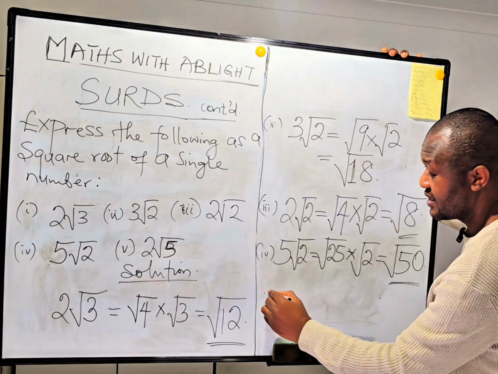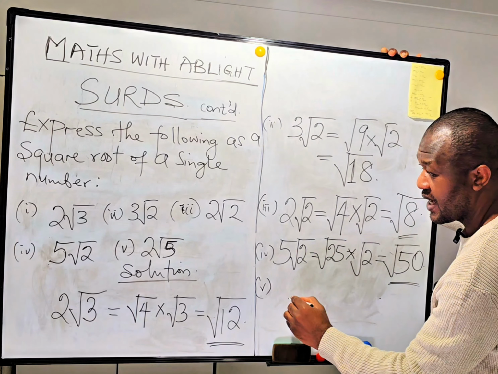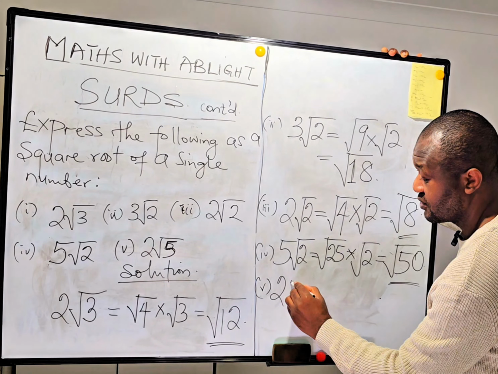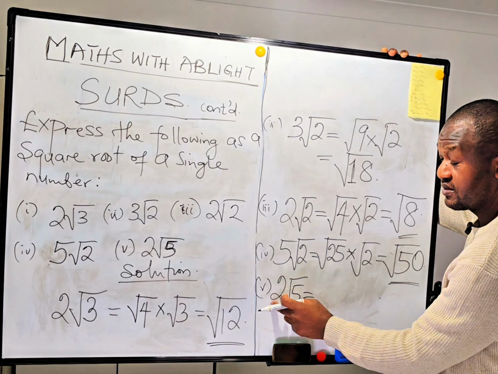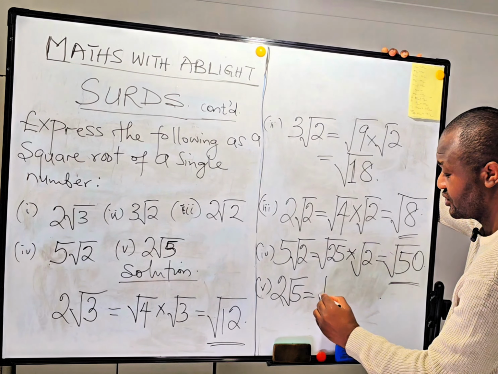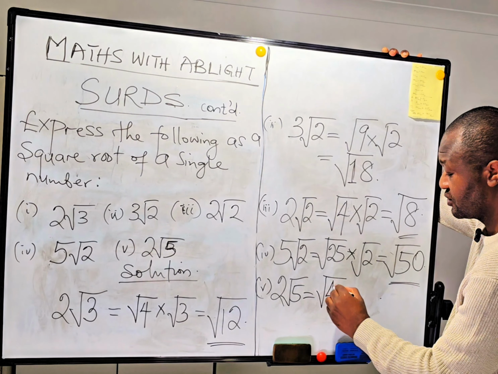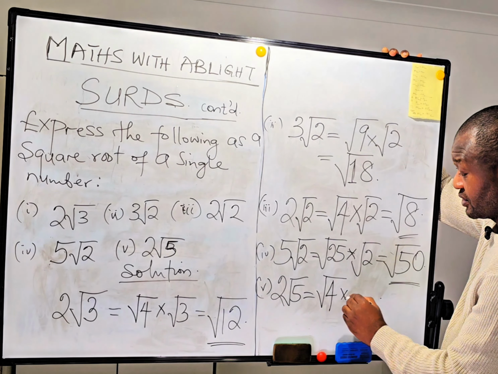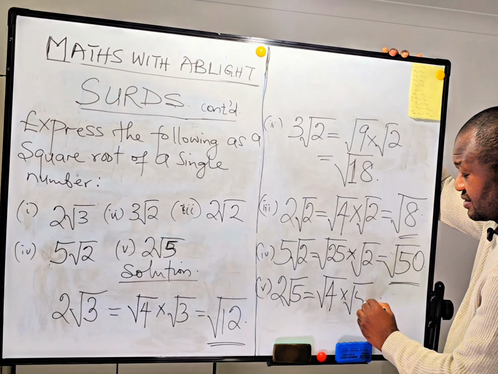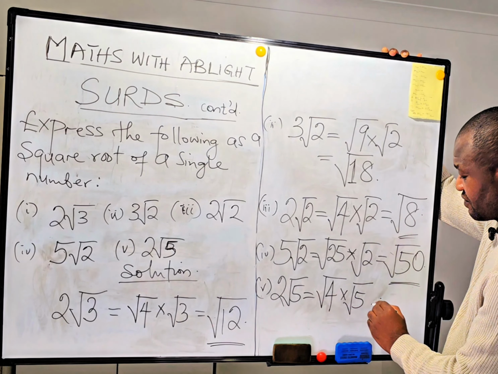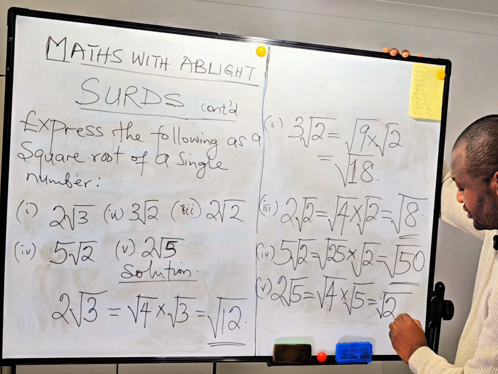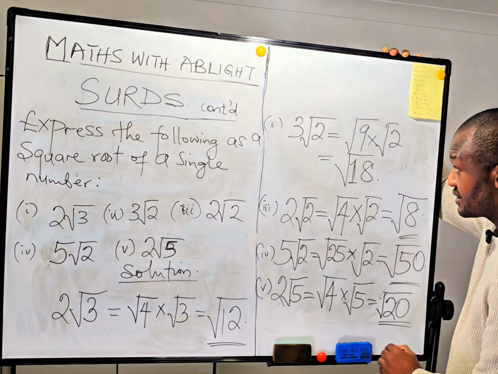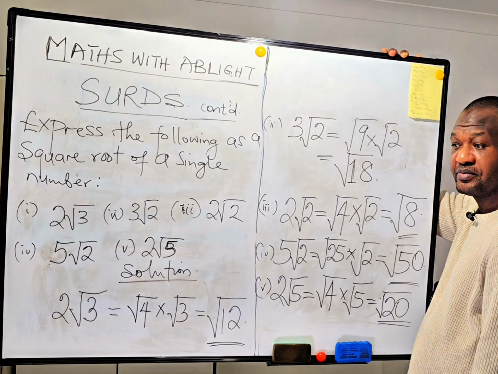Lastly, we have 2 root 5. This is simple. Find the square of this. So you put it in square root, it gives you 4 multiplied by the normal square root of 5, and that gives you square root of 20. And this gives you the answer.